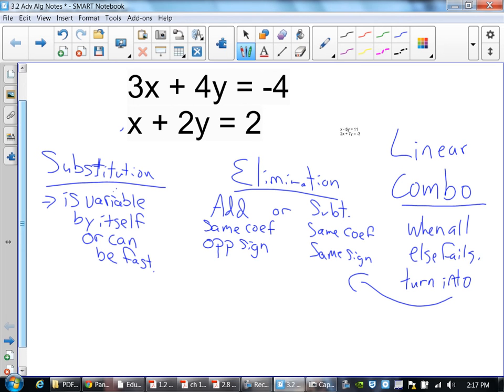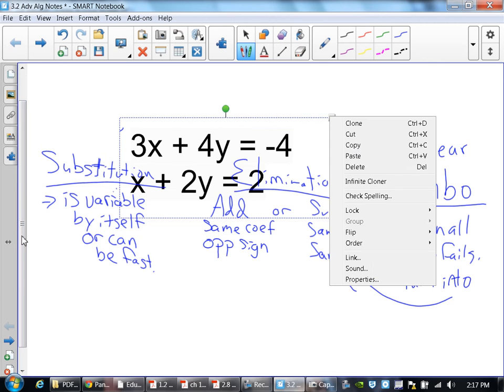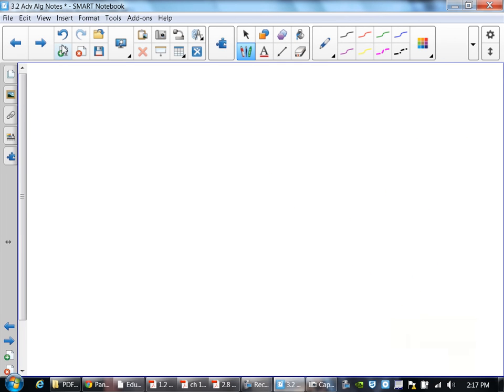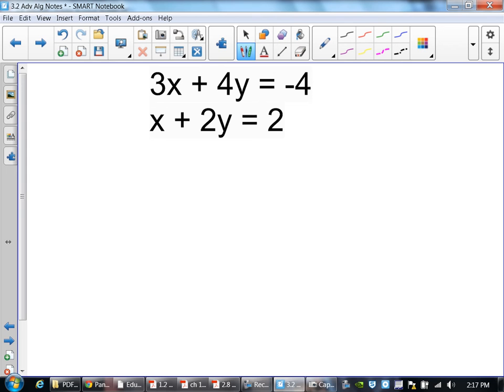So let's do a problem. Do we have to? Yeah, that's fun. Let's do this. I think most of you guys probably had this one already written down. We have 3x plus 4y is negative 4, and x plus 2y is 2. So what method do you think would be the easiest to do? Substitution, yeah. I would use substitution in this one.